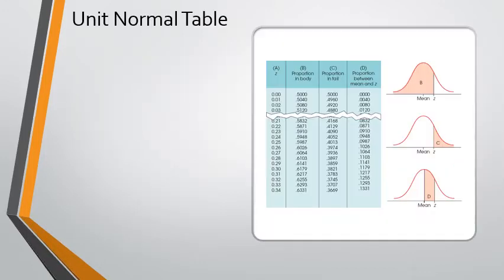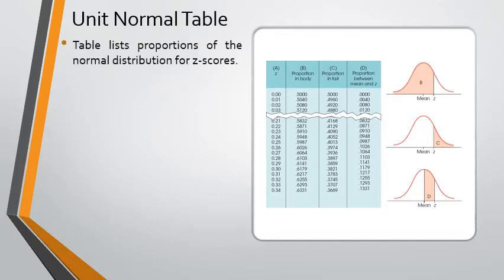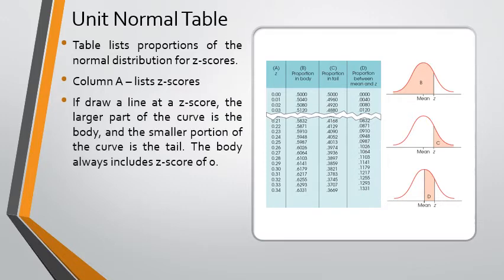All right, so now we're going to talk about this unit normal table. It's located in your book. I'm also going to post a copy of the table if you want to print it. It might be a little easier for you. So basically, this table has 4 columns, okay? And this table is going to list the proportions of the normal distributions for all the z-scores. So column A lists z-scores, and remember z-scores are always 2 decimals.